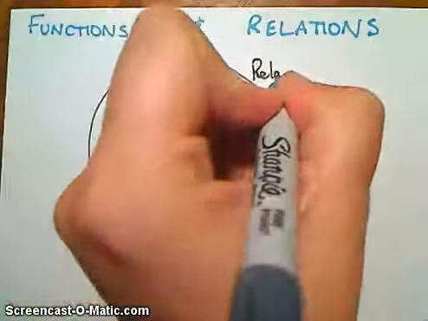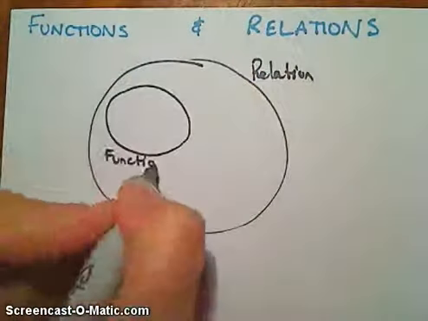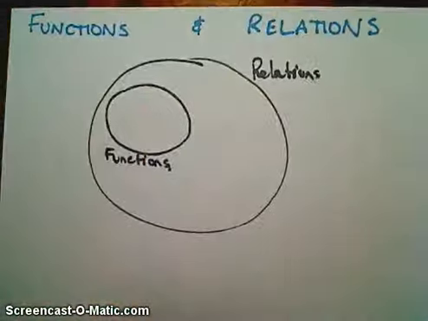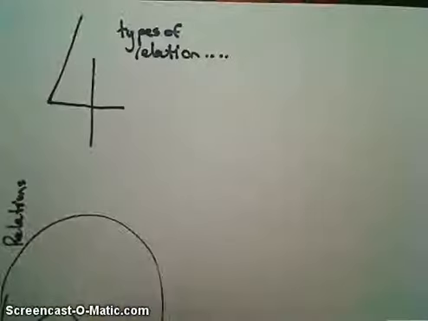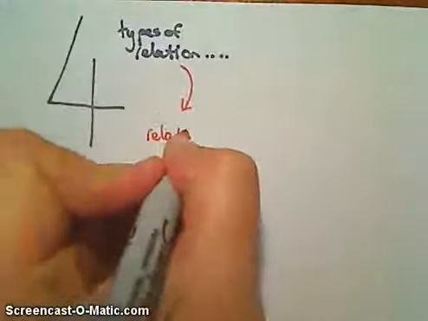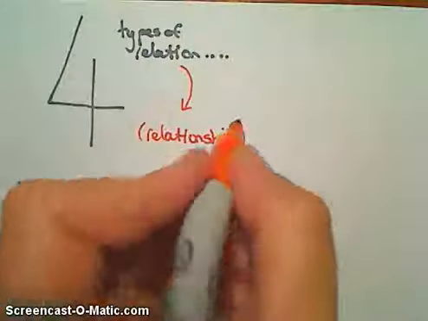G'day, talking a little bit about relations now. Now, carrying on from before, a function is actually a subset of relations. It means all of the different types of functions actually are relations as well. Now, there are 4 types of relations. Before we go into those, we need to know what a relation is.